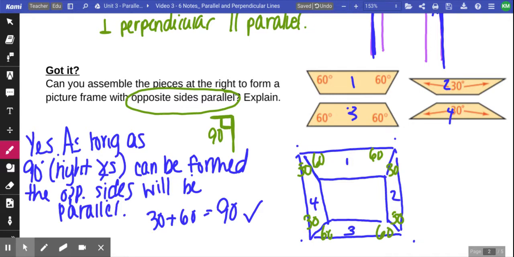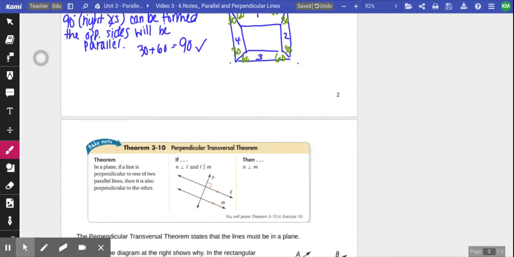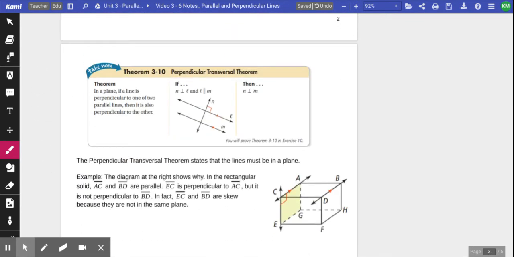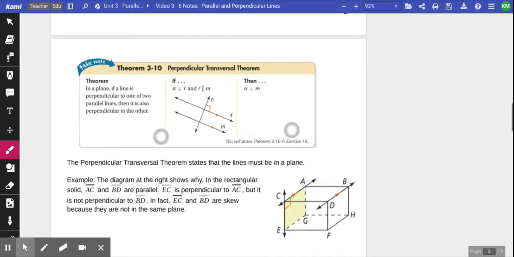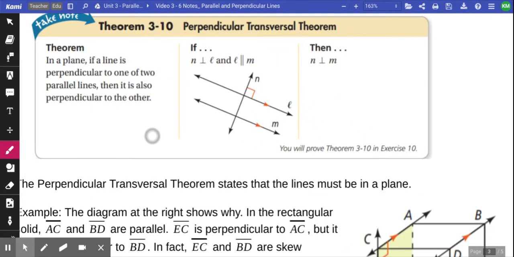Okay, so continuing on with some of these theorems, let's see what we have here. This says, in a plane, if a line is perpendicular to one of 2 parallel lines, then it is also perpendicular to the other. So take a look here. In this picture, we know that L and M are parallel. That's what it says right here. N is perpendicular to L. So, since L and M are parallel, if N is perpendicular to L, N is also perpendicular to M, right?